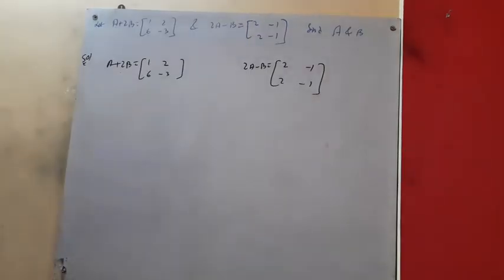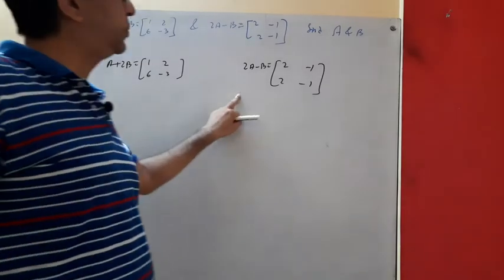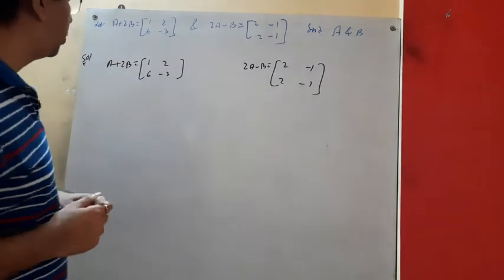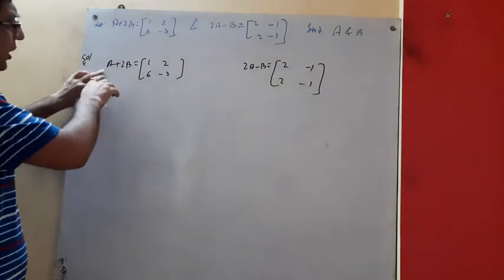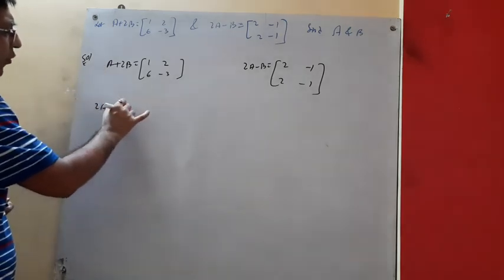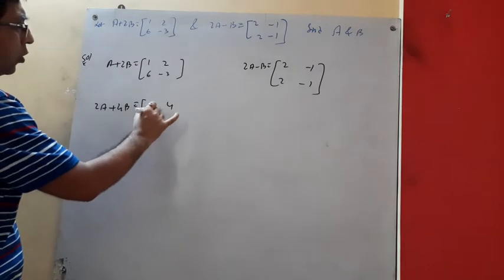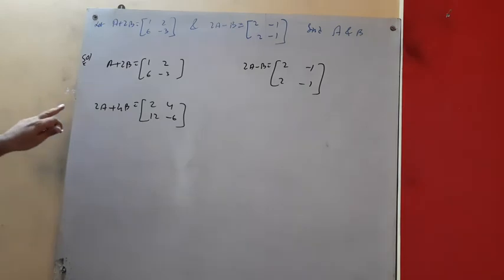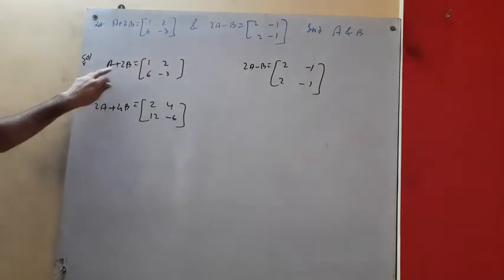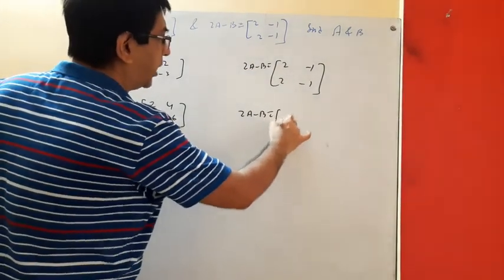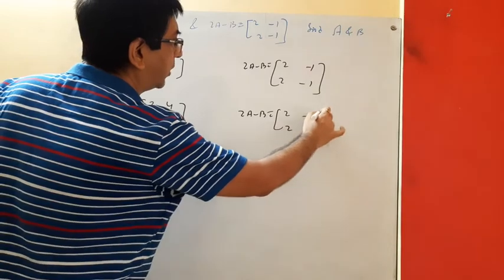Look, A plus 2B equal to this one, 2A minus B equal to this one, right? We have to find A and B. That is, we have to solve A and B. How to do? Going for simultaneous like this way, this is 2A, so multiply this by 2. So we are getting 2A plus 4B equal to 2, 4, 12, minus 6. It is a scalar multiplication. We are multiplying the whole thing by 2, this side and this side. And here it is 2A minus B equal to 2, minus 1, 2, minus 1, right?